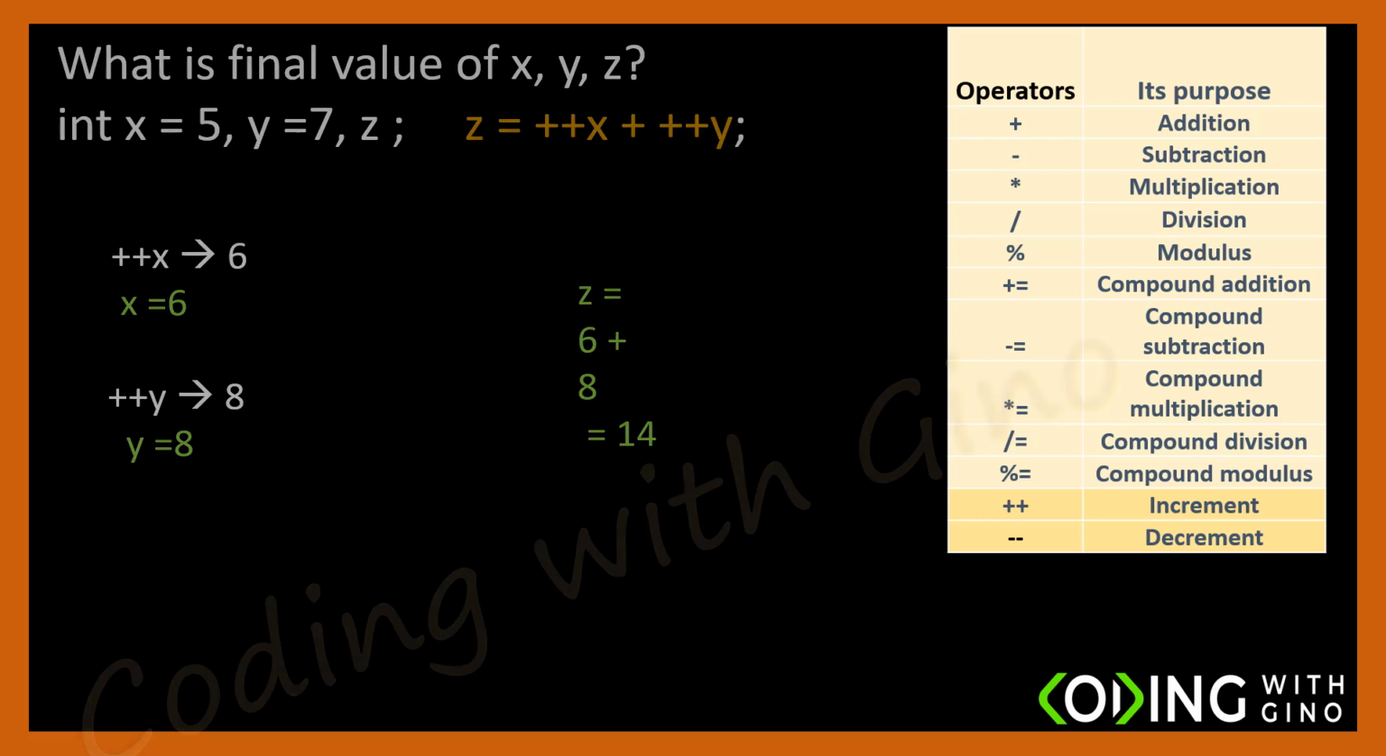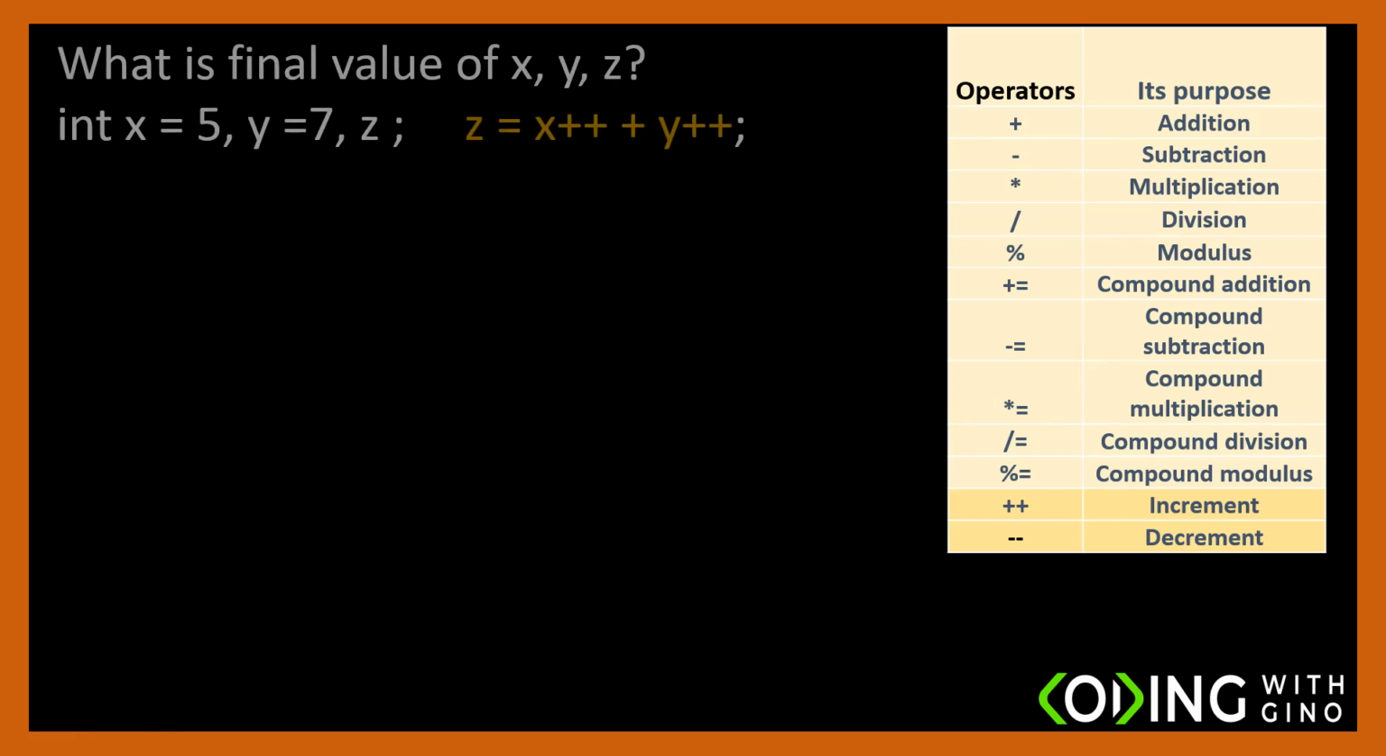Next. What would be the output here? Let's find out. Here we have post-increment operators. If you remember, in post-increment, current value is first consumed and then incremented. x = 5. We have post-increment x. Here, value of x will first be consumed. So, value of x is 5 in the equation. The value is then incremented by 1. So, x will now be 6.